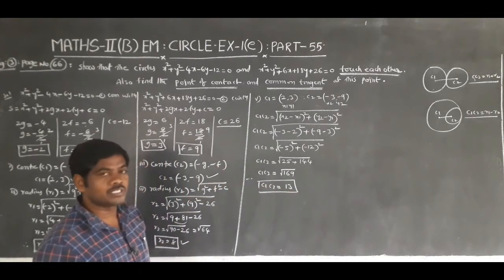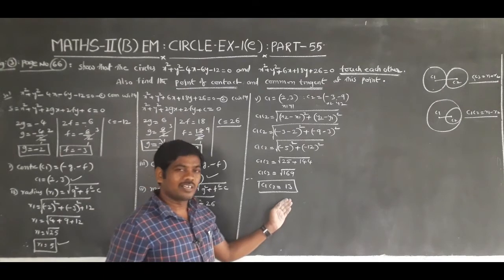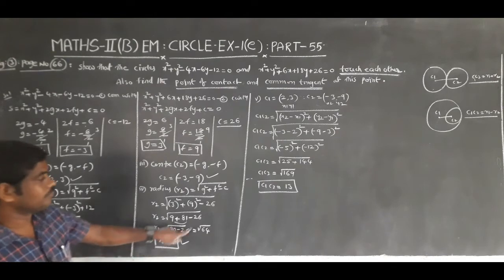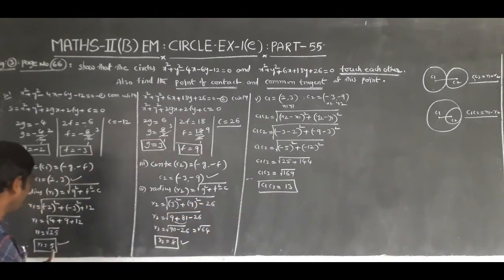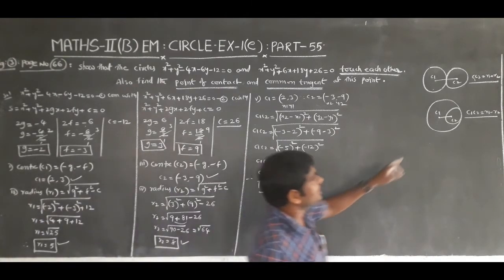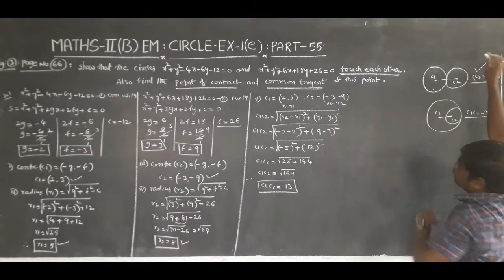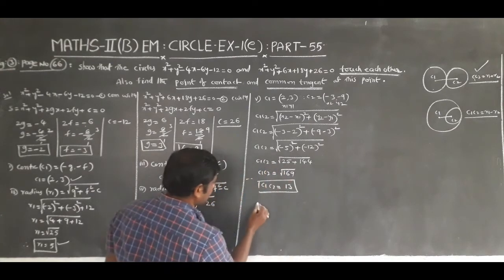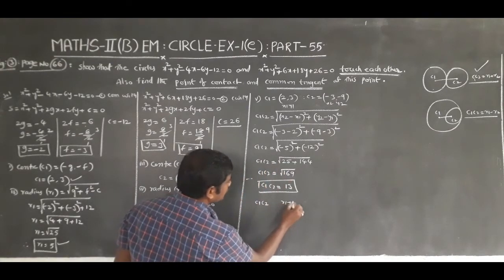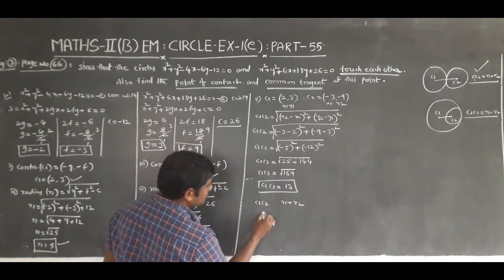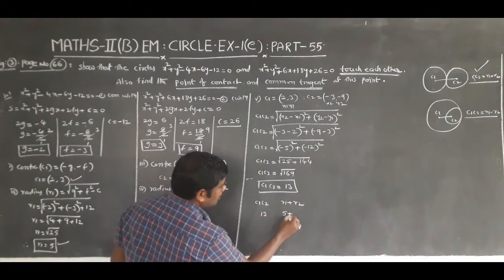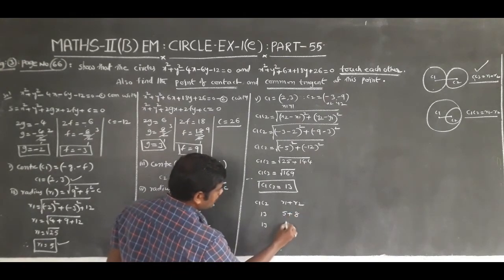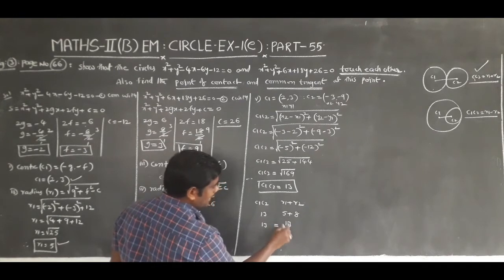Root 169 means 13. Observe here clearly, 13 is equal to 5 plus 8. Here C1C2 is equal to R1 plus R2. C1C2 is equal to 13, R1 is equal to 5, R2 is equal to 8. 5 plus 8 is 13.